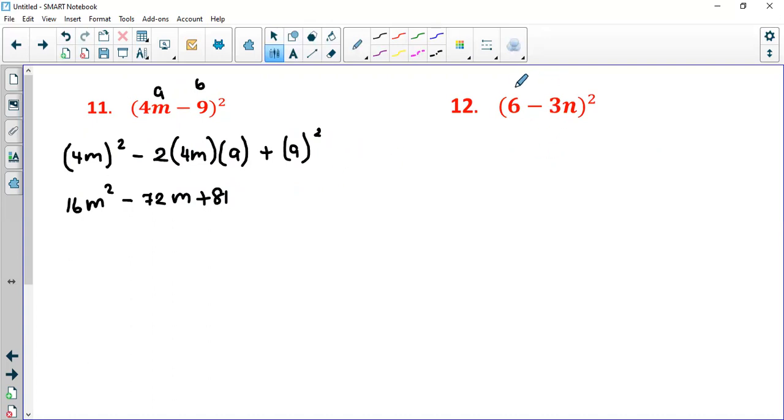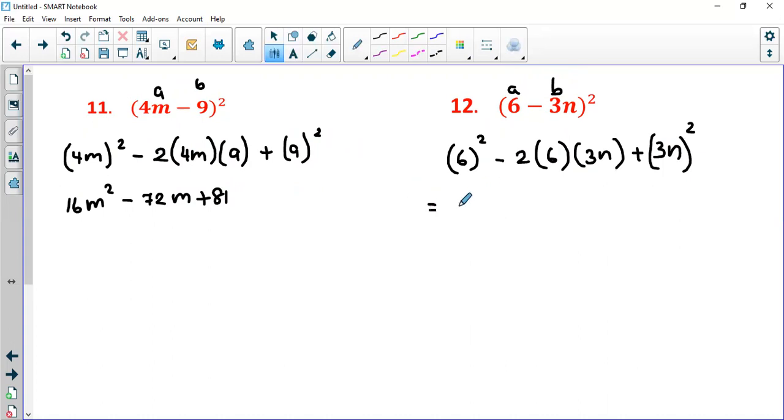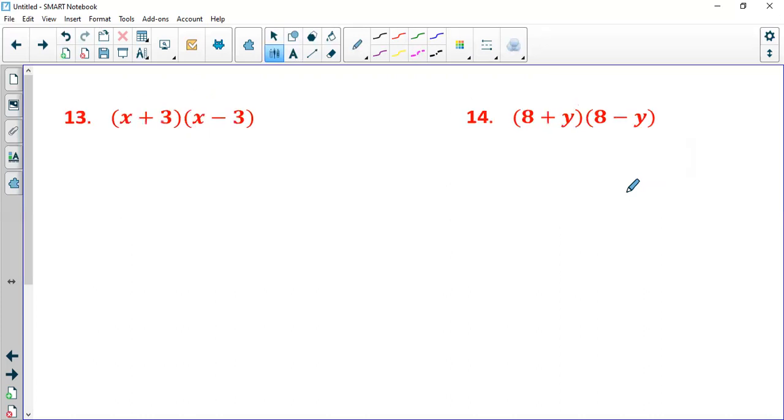Okay, moving to question number 12. This is a minus b. So again, you have to write the same. That's a squared minus 2ab plus b squared. So that's a 3n squared. So it's going to be 36 minus 36n plus 9n squared. Hopefully you must have got the answer right. It's not a difficult one, as I am saying. It needs a bit of practice, that's all.